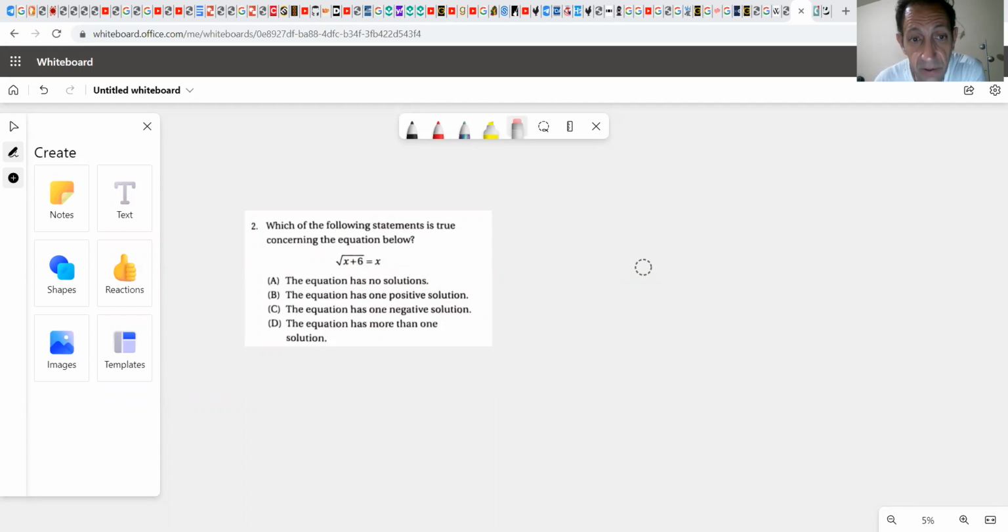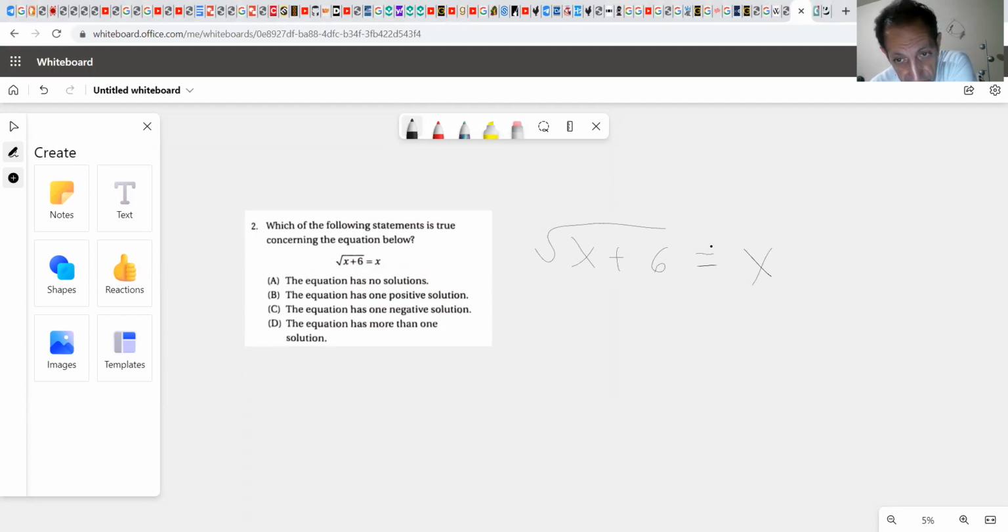So you have this radical, or square root, with x plus 6 inside, equals x. Then we have these choices here to see how many solutions it has. Let's write it down and see if we can work it out. So we have the square root of x plus 6 equals x. We should try to solve this and see if we can get solutions.